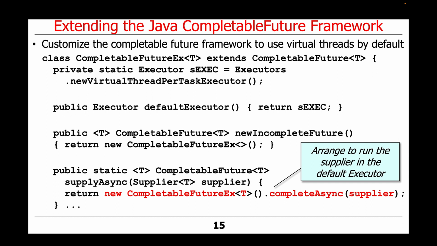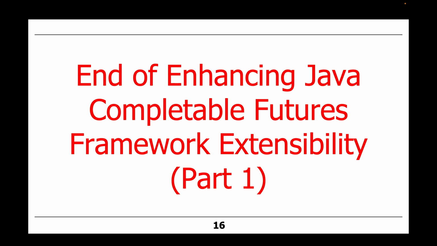Now, if we wanted to override the behavior of the default executor, we could define yet another method, which would be a setter method or a mutator method that would take the new executor and replace the one that was defined here by default, which is the virtual thread per task executor. So that's the end of part one of our lesson. In part two of the lesson, we're actually going to walk through the source code to demonstrate how all these features can be applied in practice.